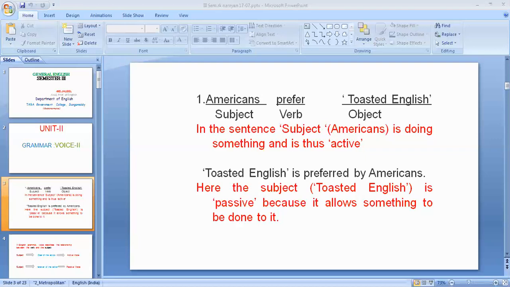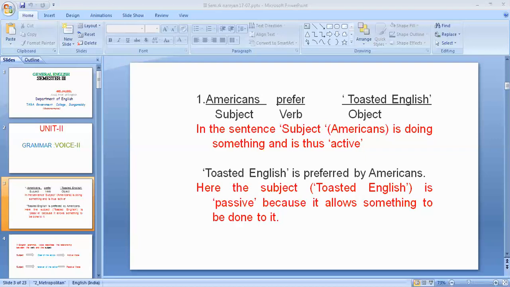Active voice is nothing but if the doer of the action is the subject of the sentence, then those sentences are called active sentences. If we see the next sentence, toasted English is preferred by Americans. Here, what is the verb? Is preferred is the verb. But who are preferring? The Americans. But what is the position of Americans? The doer of the action.